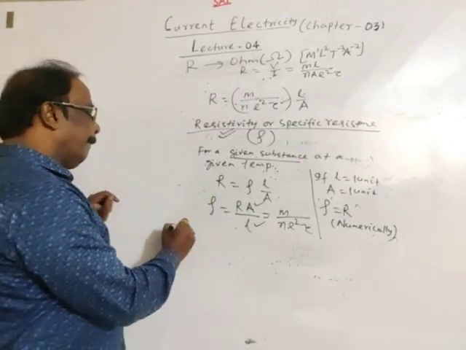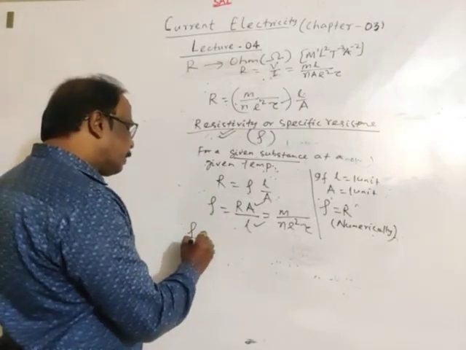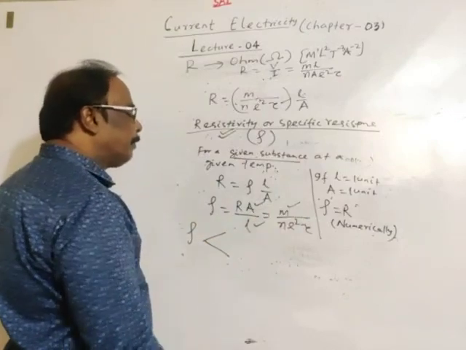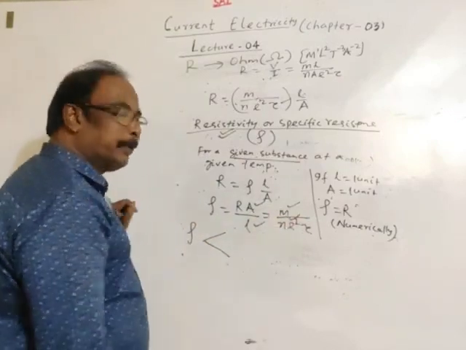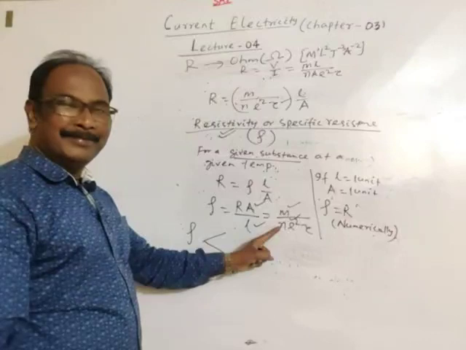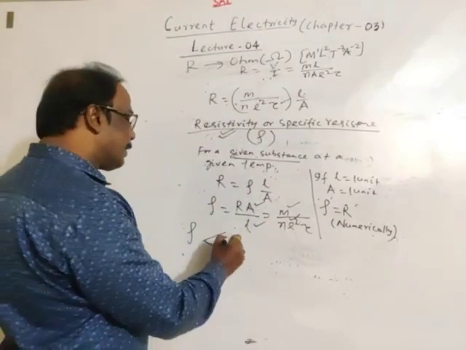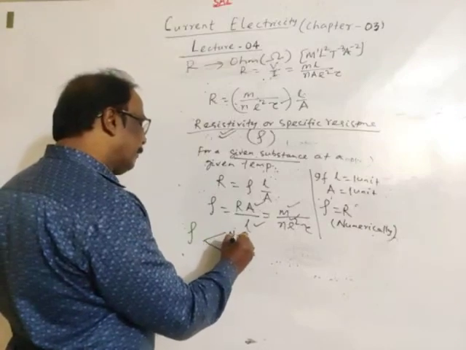Then, resistivity depends upon which factors? See, m is the mass of electron, constant. e, the charge of electron, is constant. n, the number of free electrons per unit volume, depends upon the nature of substance or nature of material.